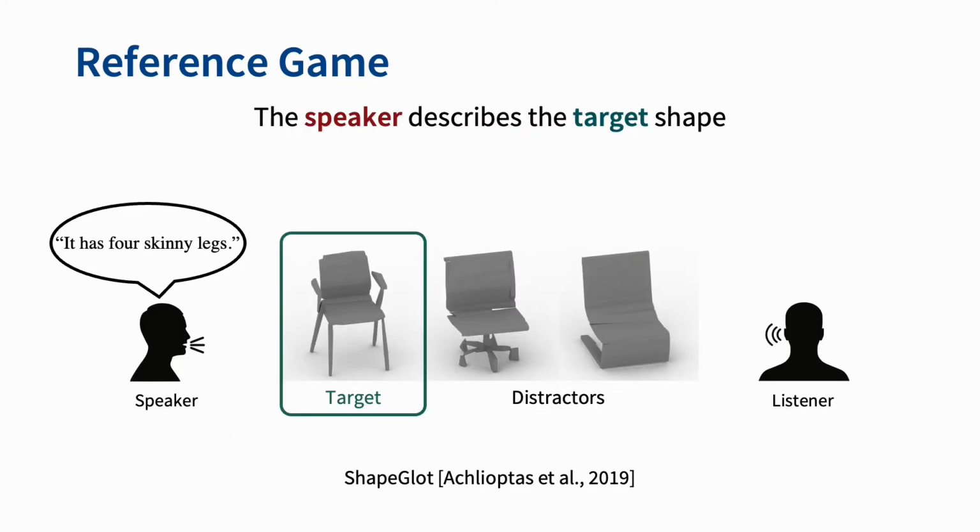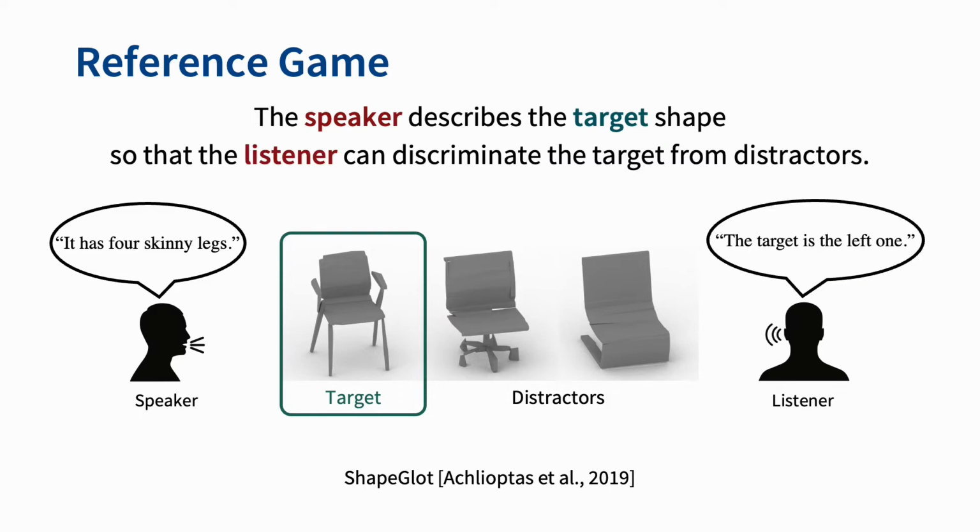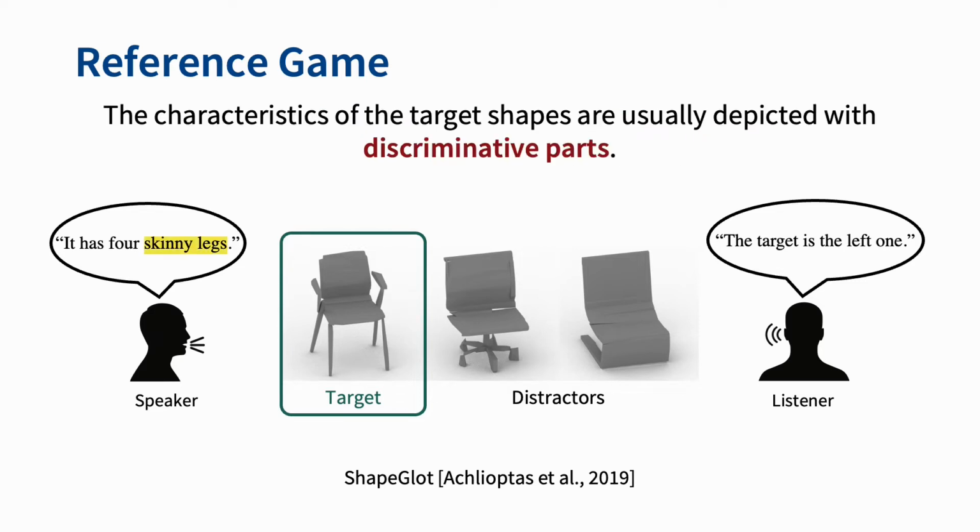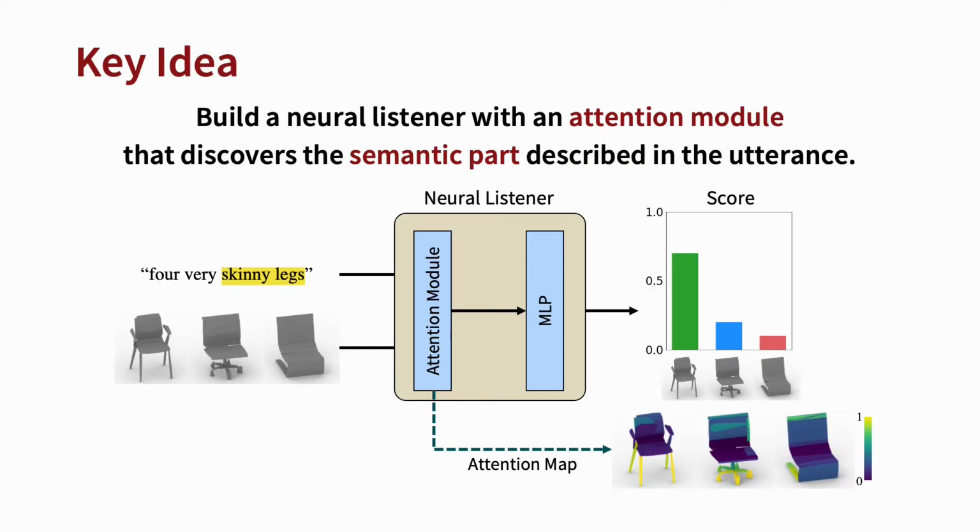A linguistic description of a 3D shape can be easily obtained from a speaker and listener conversation about the 3D shape, which we call a reference game. Given a triplet of shapes, we let the speaker describe the target shape, so that the listener can discriminate the target from the other two distractors. Since the characteristics of the target shape are usually depicted with discriminative parts, the listener can find the target while focusing on the described parts. Our key idea here is to build a neural listener finding the target shape while creating an attention module that discovers the semantic part described in the input utterance.